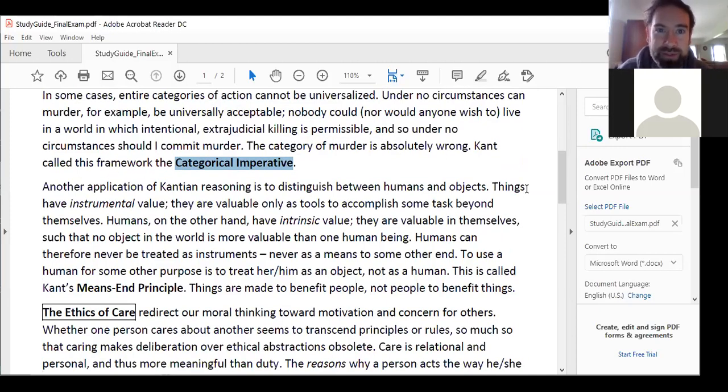The categorical imperative refers to things that are categorically wrong. There are no circumstances under which certain things are acceptable. The whole category, all instances of lying and stealing, are categorically wrong. So now you can see that Kant really does not care about consequences. This is not a consequence-based theory.